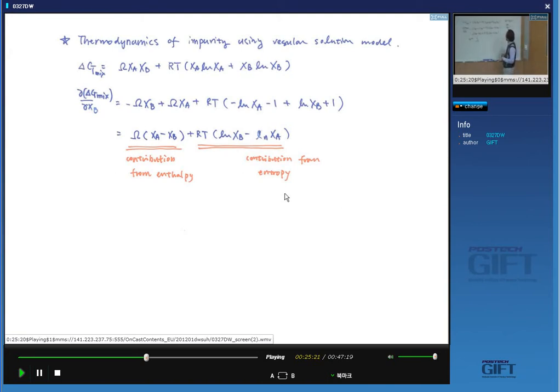How about this one? This will go to infinity, because when xB goes to 1, xA goes to 0, right? So when you consider the character of the logarithm, you can easily understand this goes to minus infinity. So the contribution from the enthalpy has a finite value, but the contribution from the entropy has an infinite value at the ends of the two axes, right?